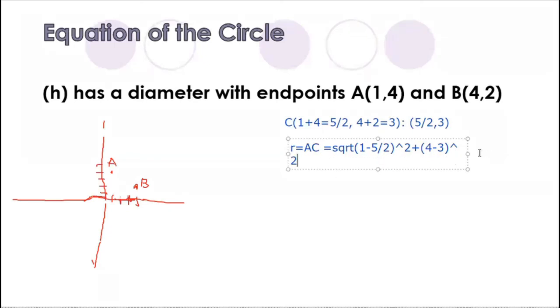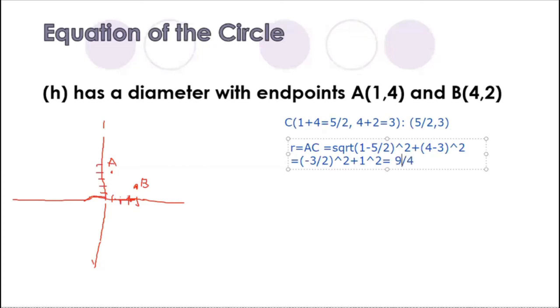Then, pwede natin siyang makompute. Gamitan nyo na lang ng scientific calculator. So, 1 minus 5 halves, and that is negative 3 halves. Diba? Negative 3 halves. Then, square pa natin yan. Then, yung sa y part naman, 1 lang naman yun, diba? 4 minus 3 is 1 raised to 2. Then, ang 3 halves square ay magiging 9 over 4. Okay, so 9 over 4.